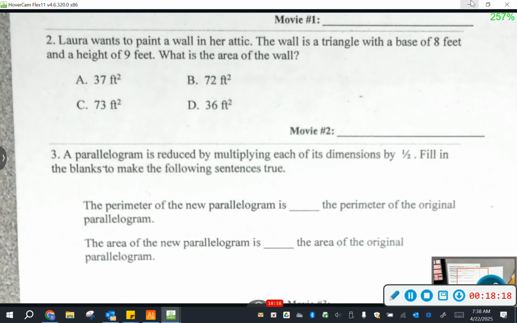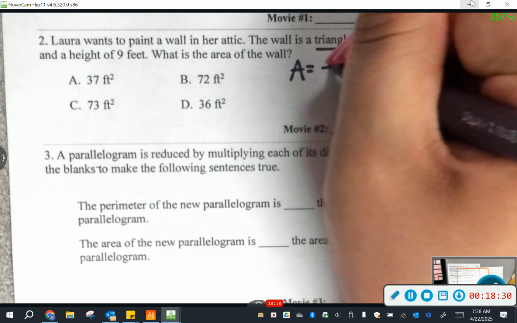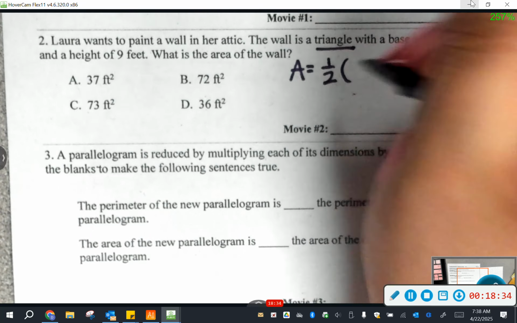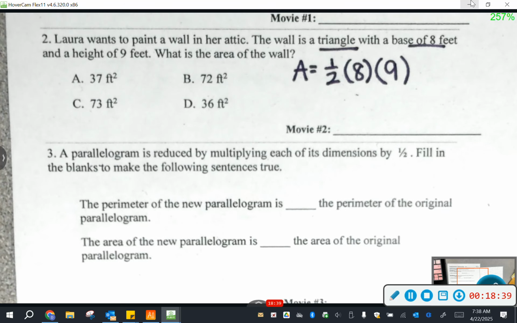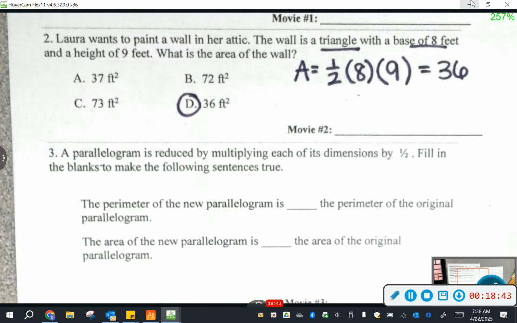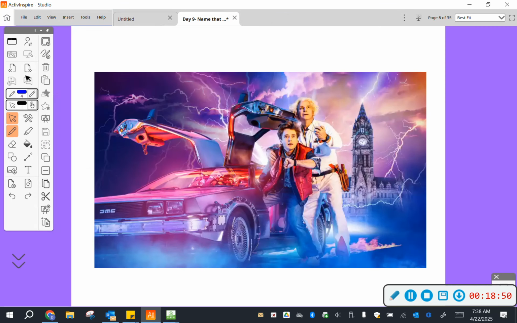All right. Yep, as I was walking around, that's the biggest thing I saw is I even saw some rectangles, John. Triangle. What is the formula for triangle? 1/2. What's my base? 8. What's my height? 9. And what is 1/2 8 times 9? 36 is my answer. Do I have any questions about that? Biggest thing people get that wrong is they forget the 1/2.